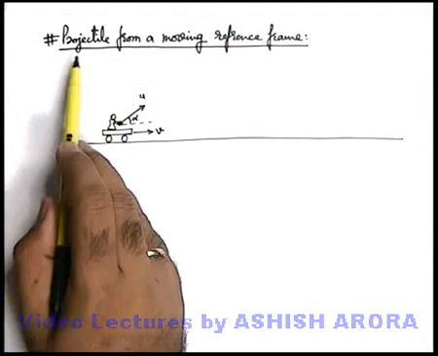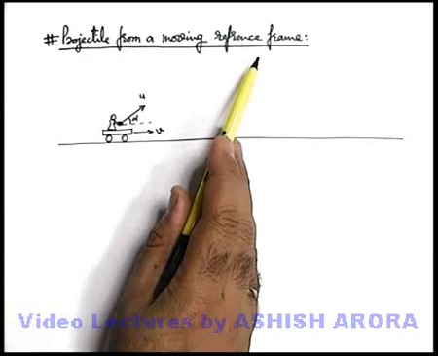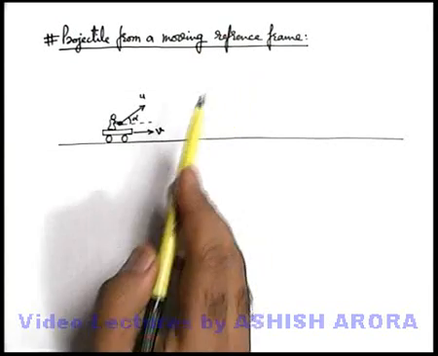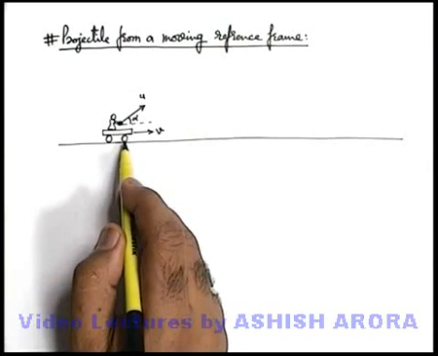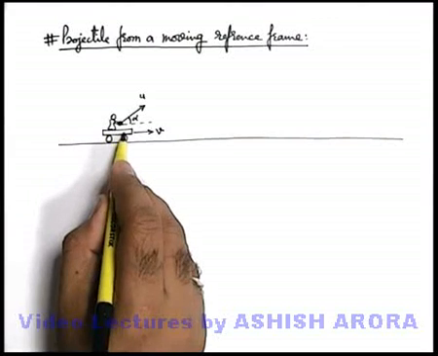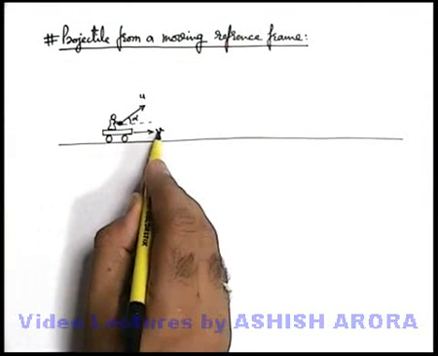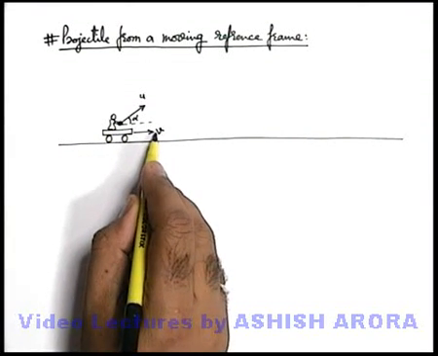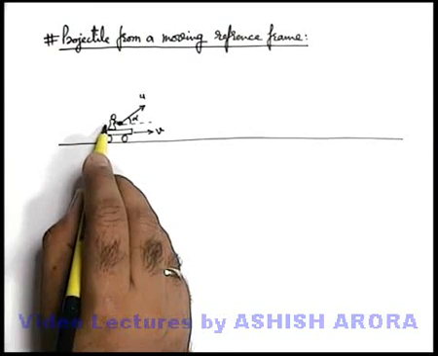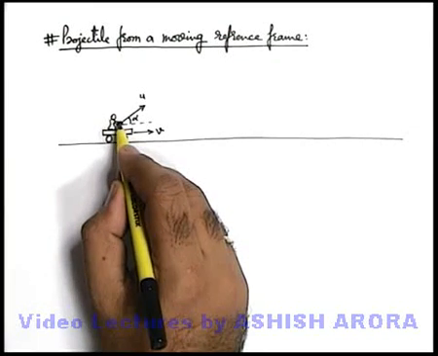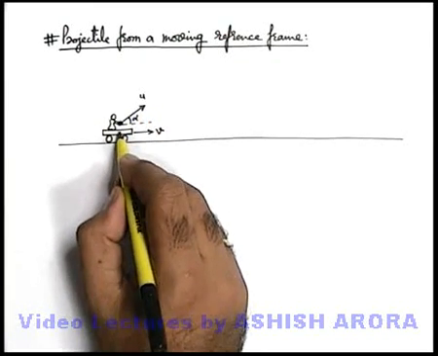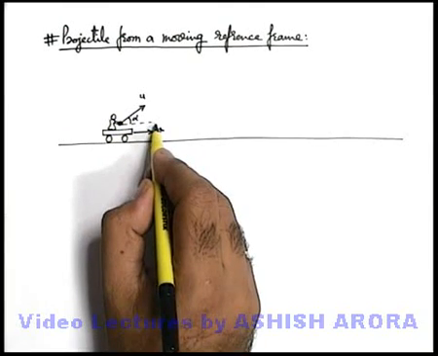Now we are going to discuss projectile from a moving reference frame. To analyze this, we consider a physical situation. Say we have a cart moving in a horizontal direction on the ground with a speed v. On the cart there is a boy who throws a ball with a speed u relative to this cart at an angle alpha from the horizontal.